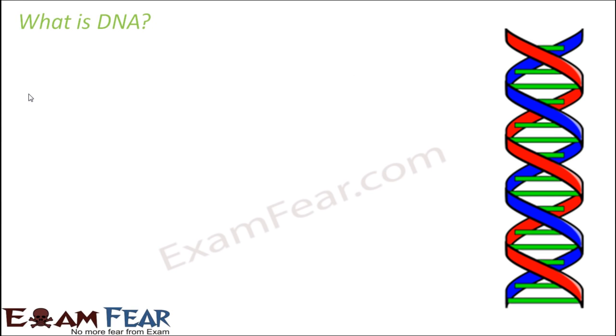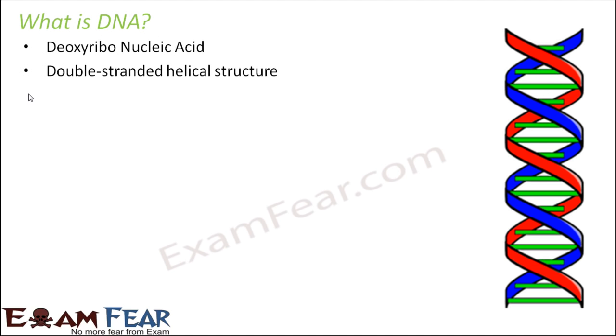So let us start with DNA. What is DNA? As I said, it is deoxyribonucleic acid. It is a double-stranded helical structure. So what do we mean by helical structure? What is a helix structure? So a helix structure is a structure like this. Anything which is wrapped around each other and coiled around an axis. So if you have a rod like this and you wrap a rope or a ribbon around it, then you say that it is a helix which is formed.